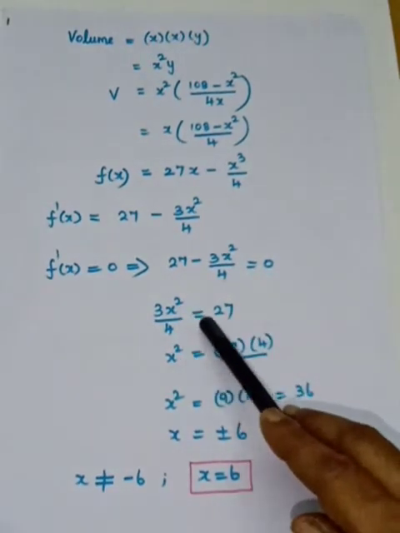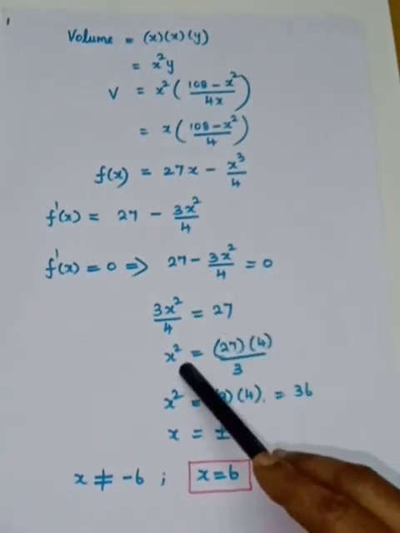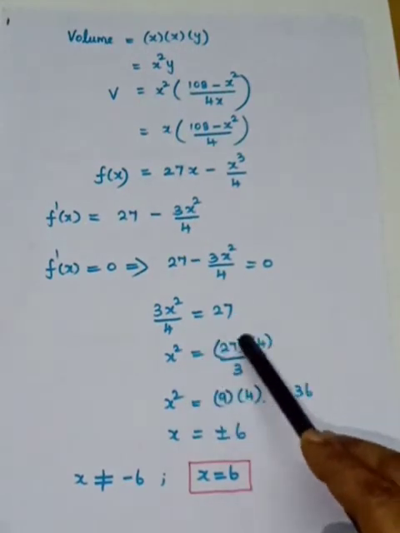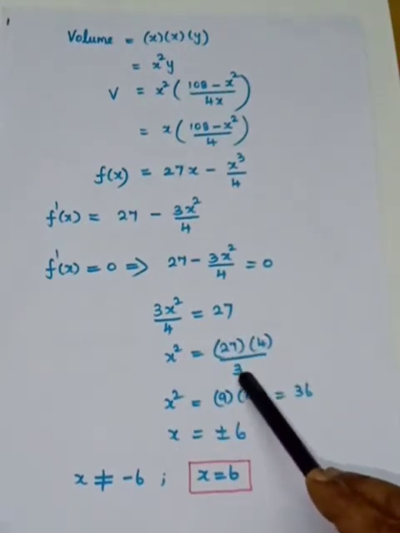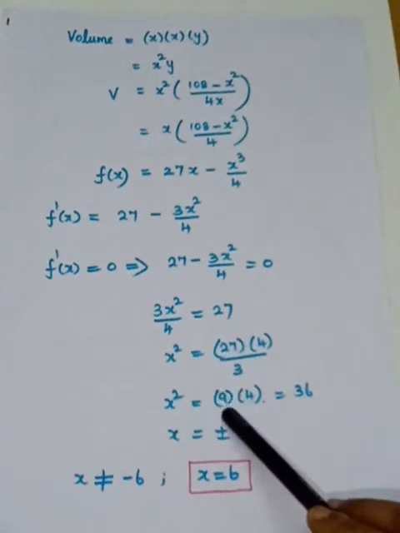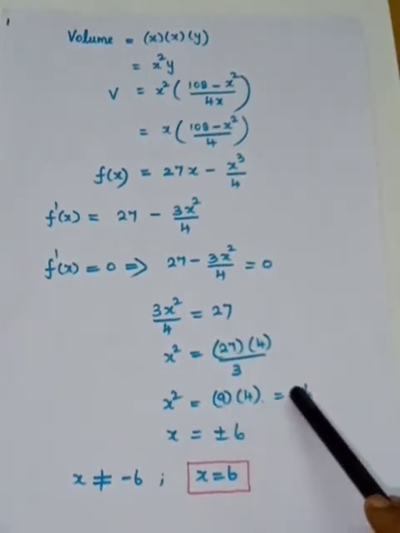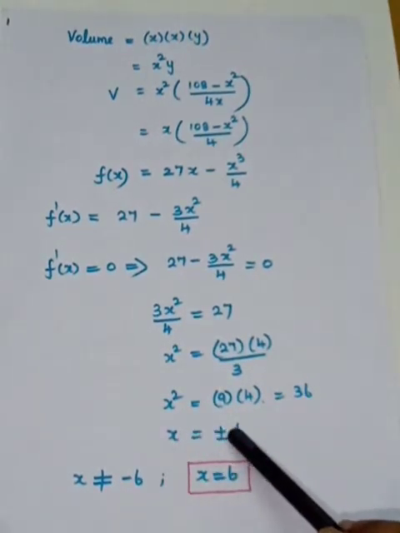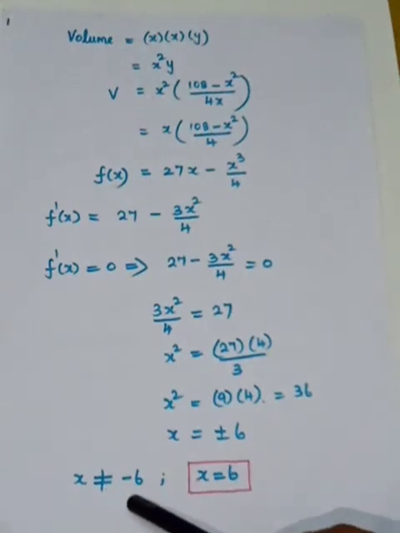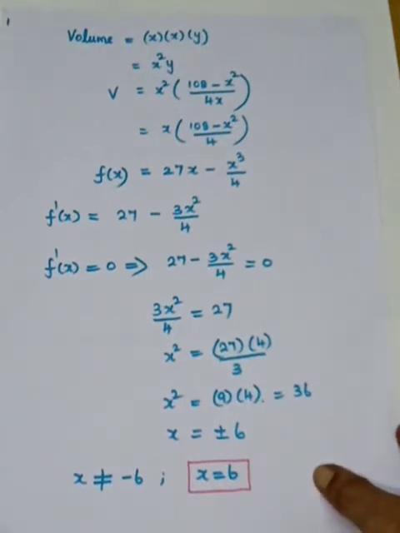So 3x squared by 4 is equal to 27. x squared is equal to, what has to come? 27 into 4 divided by 3. So 3 and 27 getting cancelled. So it is 9. 9 into 4 is 36. So x is equal to plus or minus 6. So x cannot be equal to minus 6. Why? x is nothing but the length. So x is equal to 6.